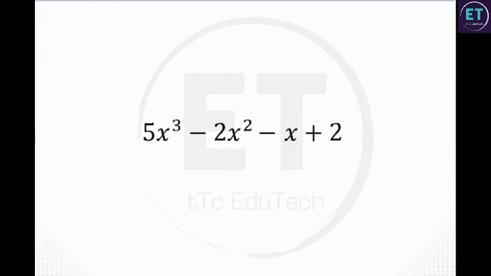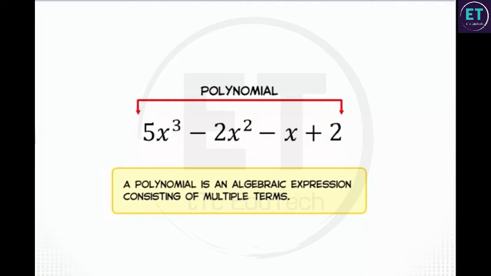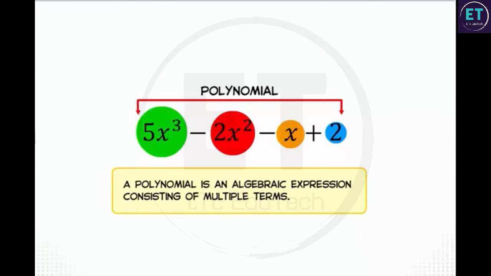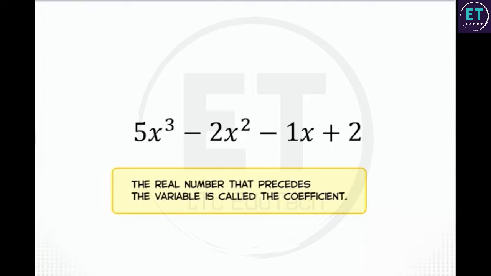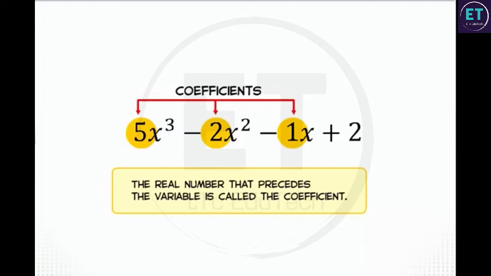Consider the expression 5x cubed minus 2x squared minus x plus 2. This expression is called a polynomial. A polynomial is an algebraic expression consisting of multiple terms. The terms of a polynomial can be variables or variables raised to a power of a whole number, a constant, or the product of these two. The real number that precedes the variable is called the coefficient. For example, in this polynomial, 5, 2 and 1 are the coefficients.